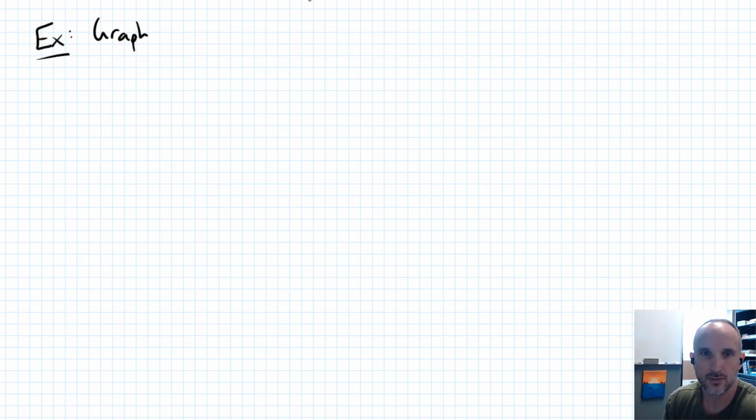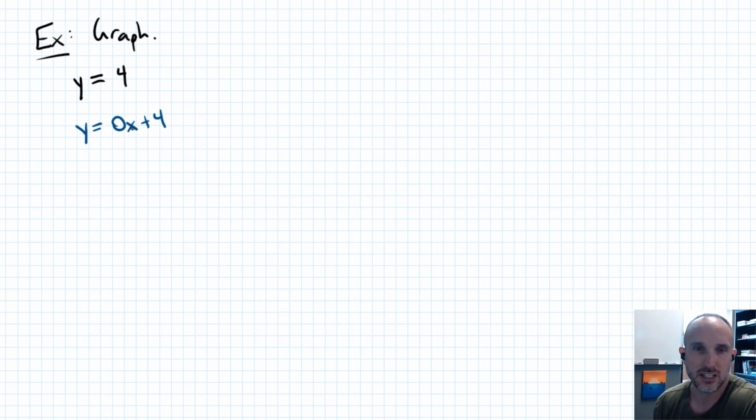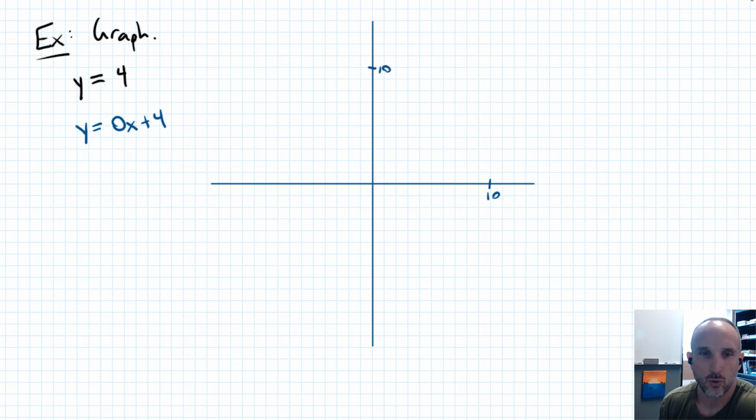Let's graph y equals 4. And in this case, there's no x, so we could think of this as y equals 0x plus 4. That's because 0 times x is 0, and 0 plus 4 is 4. That's one way to do this. Let me set up my grid. So I've got a y-intercept. When x is 0, y is 4. And our slope is 0.